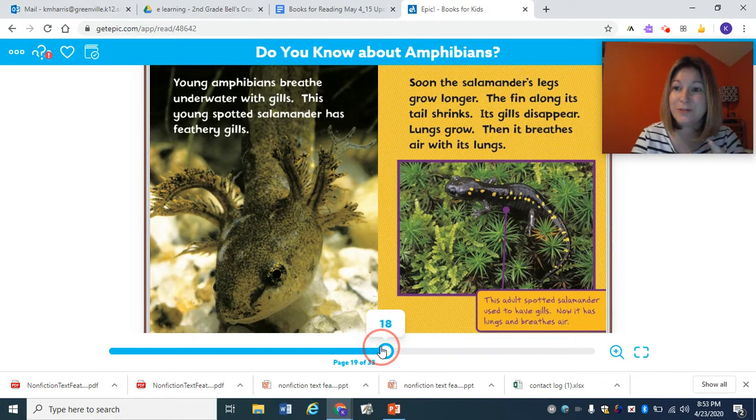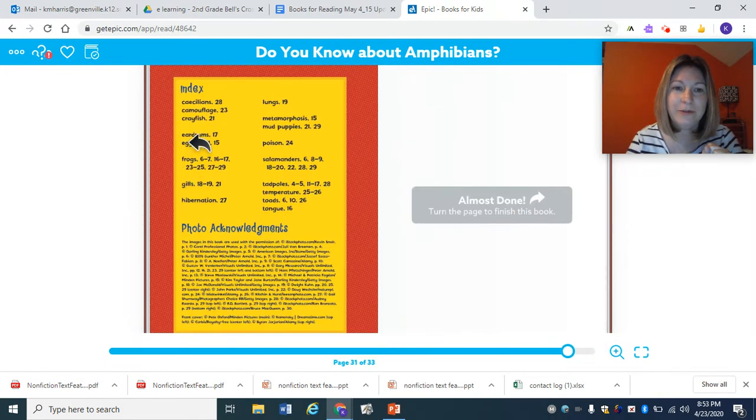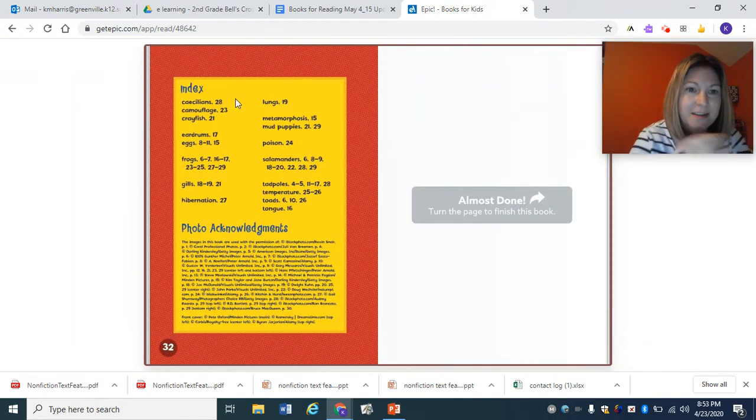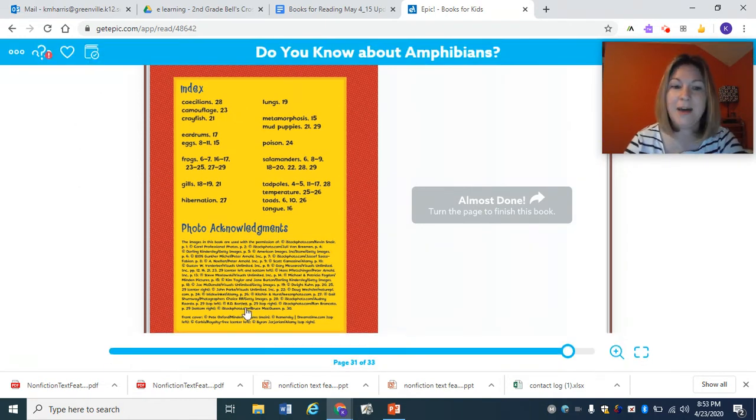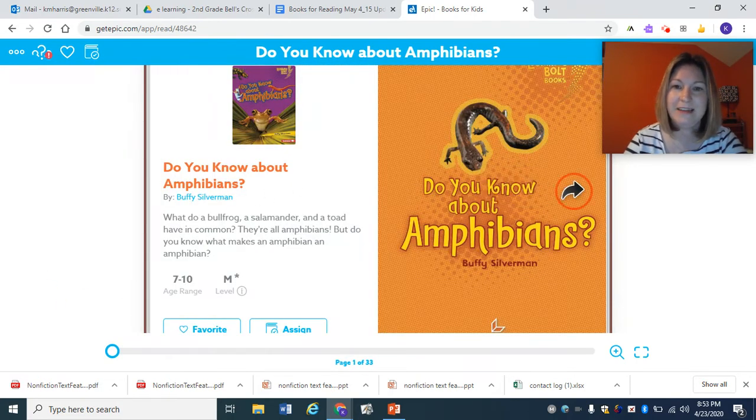We're going to look for some of those important words in this book too. The words that we are looking for are caecilians, camouflage, crayfish, eardrums, eggs, frogs, gills, hibernation, lungs, metamorphosis. That's a big word. Mud puppies. That's interesting. Poison, salamanders, tadpoles, temperature, toads, and tongue. So let's find out more about these topics. So do you know about amphibians?